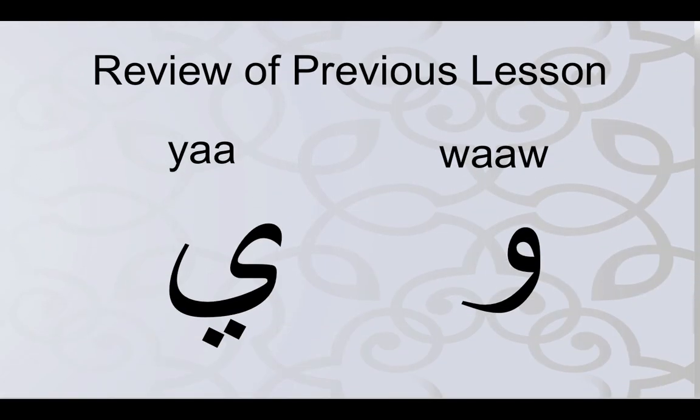The next 2 letters we learned in the previous lesson were the letter wa and the letter ya. These are both long vowels in the Arabic language, two of the 3 long vowels, the first being the alif. The wa and the ya. The wa, let's go over that one first.